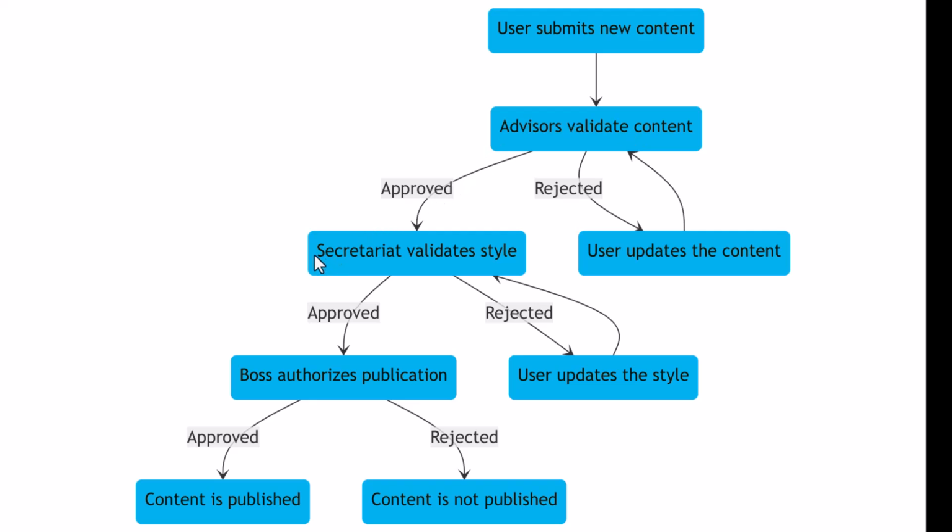If it's rejected, then the user has to update the content, and if the advisors approve it, then the secretariat, a group of people, will validate the style of the content. If the style is approved, then the boss will authorize the publication, and then the content will be published. If it's rejected by the boss, then the content won't be published. Sorry, if the secretariat rejects the style, then the user will have to update the style, but we don't have to go through the content validation by advisors again.